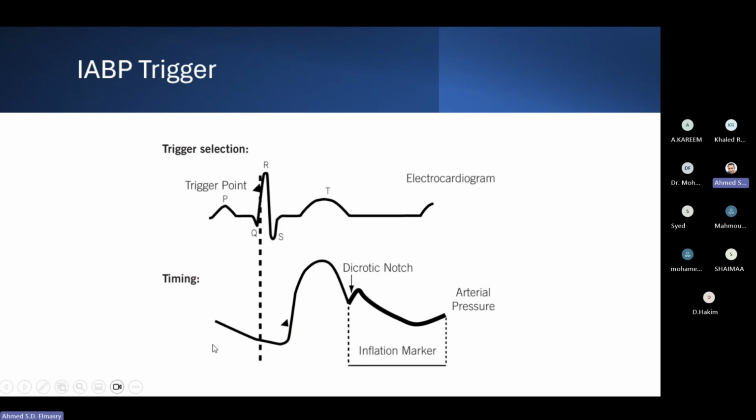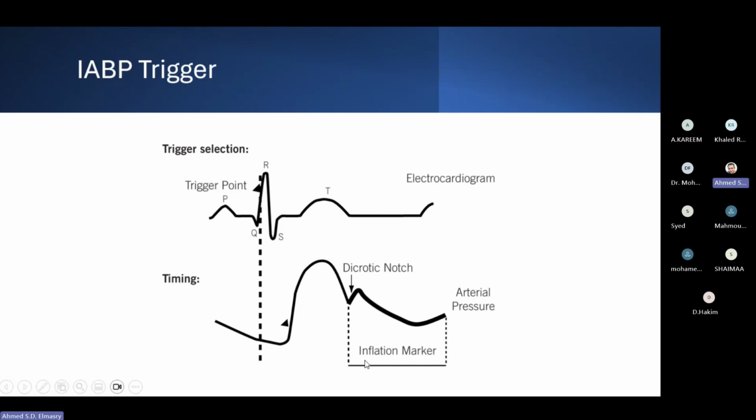And if the machine uses the arterial waveform as a trigger to detect the timing of the cardiac cycle, the machine will use the systolic upstroke to identify the beginning of the cardiac cycle. And to identify the beginning of the diastole and inflation of the intra-aortic balloon, the machine will use the dicrotic notch.